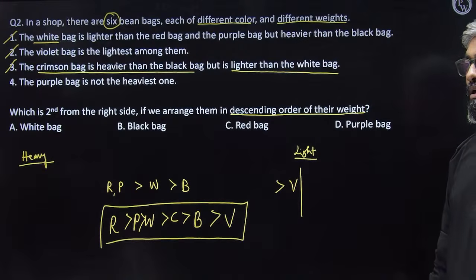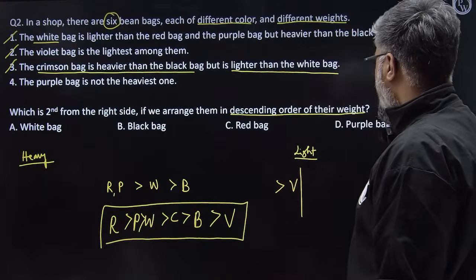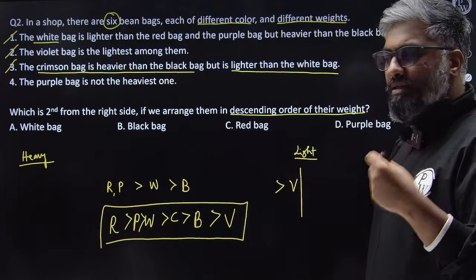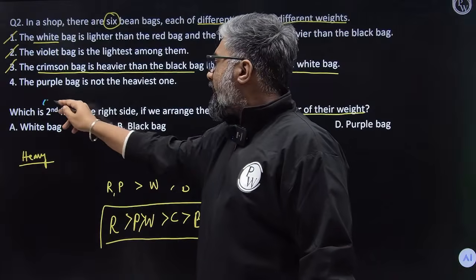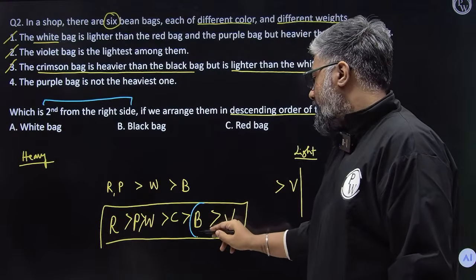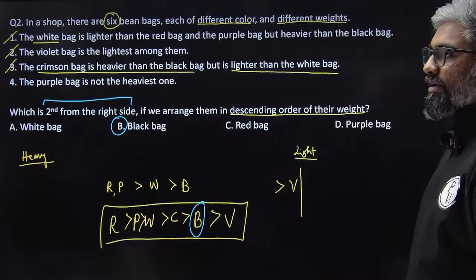Cool. Any doubts here? No? Good to go. Now can we answer the question? Which is second from the right side? So this is the right side. Which is second from the right side? The black one is second from the right side. This would be our answer. Good.